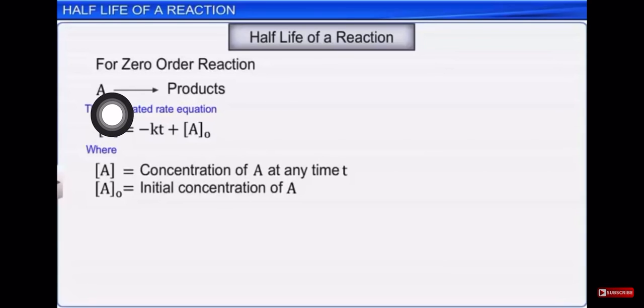We have seen that A, your reactant, is converted into product. And we also know the formula by which we get it, that is concentration of A equals minus kt plus initial concentration of A. This is what we already derived in our last section, where A is the concentration of A at any time t. Here we are not defining the half life yet. This is before that, and this is the initial concentration. So this is our reactant, this is our formula.